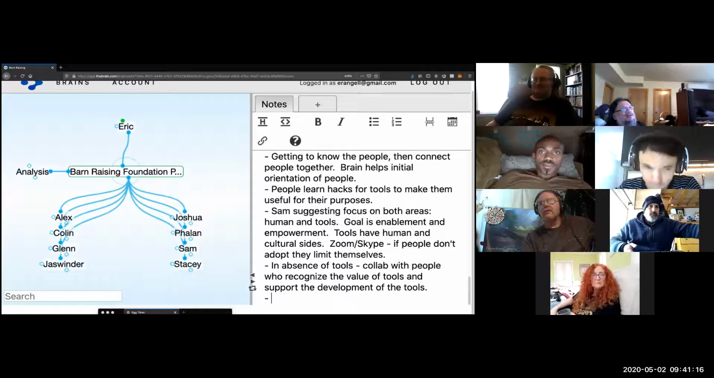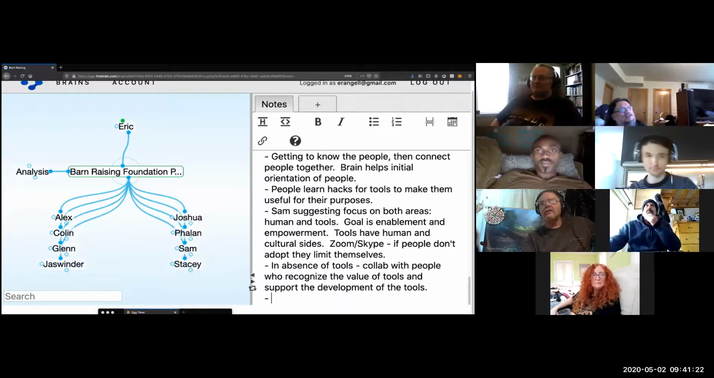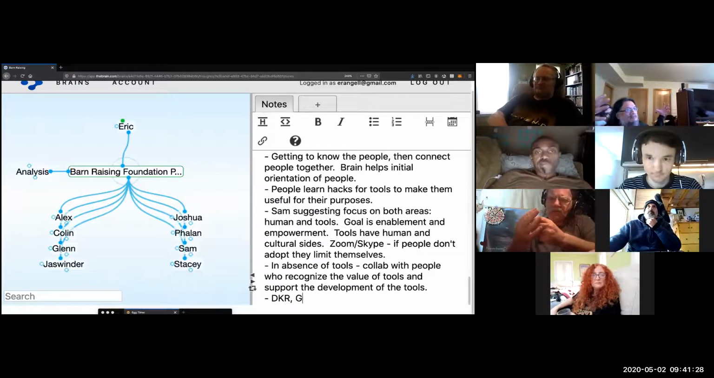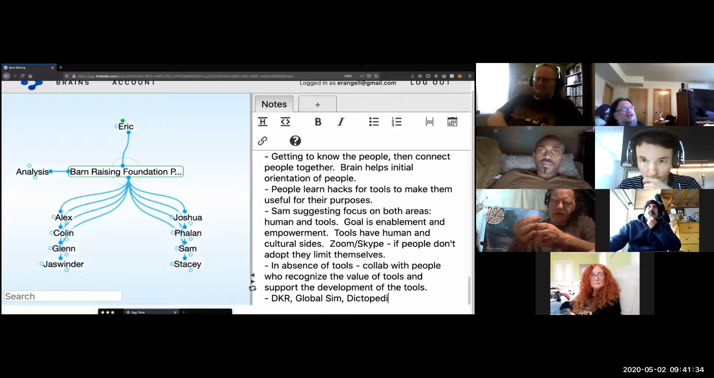So anyway, that's a brief little statement about why I like the human side of things and the COI and the collaborology, as well as the technology side of things, which is the DKR, the Global Sim, the Addictopedia, you know, and the mesh of using each to empower the other is what I'm hoping we can actually do together. And I'm looking for people to try and do that. Over.